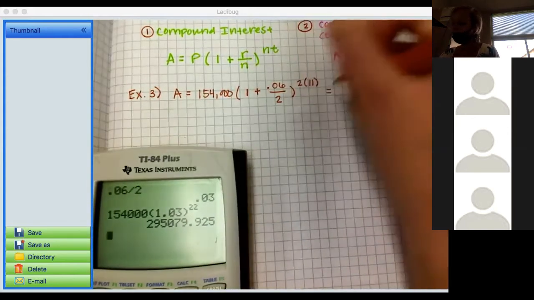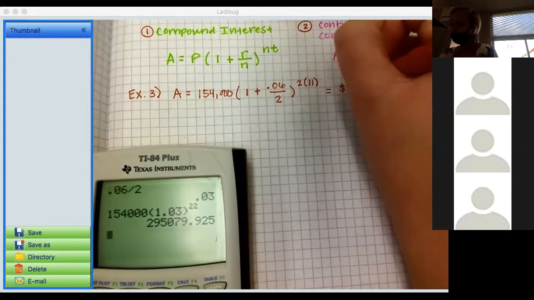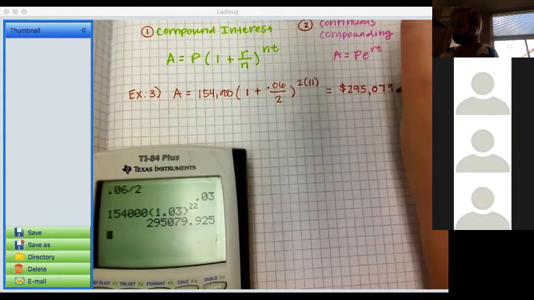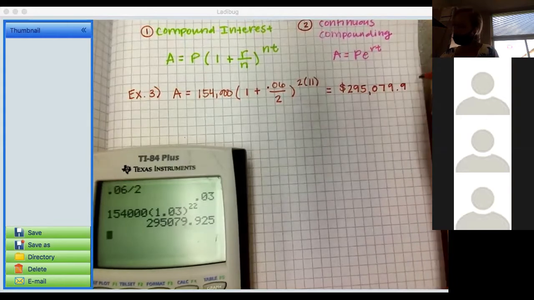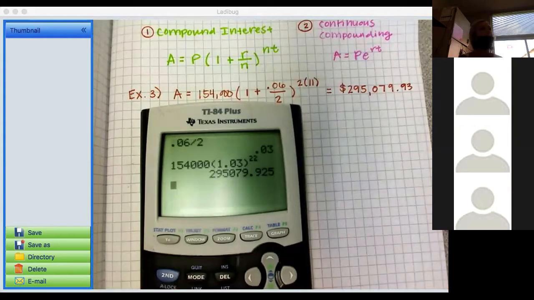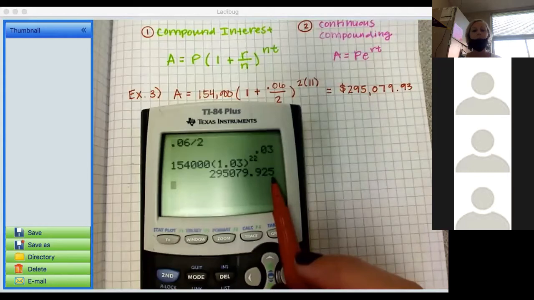After 11 years, her house's value is $295,079.93. Make sure you round right with your money. If the number behind the second place is 5 or bigger, it goes up. If it's smaller, it goes down.